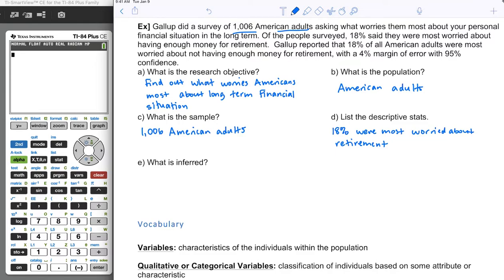E, what is inferred? Well, you can see in the beginning of the last sentence it says Gallup reported that 18% of all American adults were most worried about not having enough money for retirement. So they made an inference there. They took their 18%, which they obtained from a sample, and they generalized it to make a statement about the population. Let's go ahead and just copy down what they said. 18% of all American adults were most worried about not having enough money for retirement.